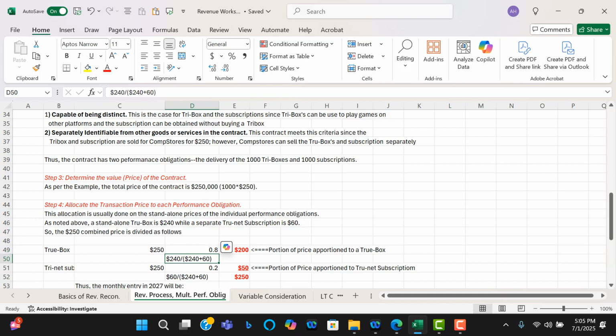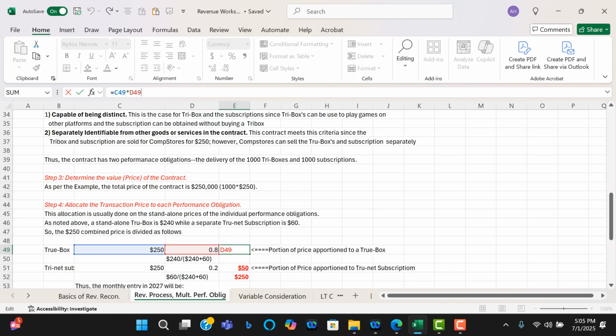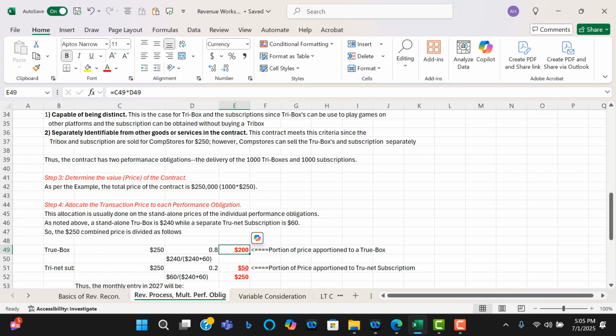And here's the calculation. It's pretty easy. The boxes separately sell for $240. That's on top. On the bottom, you've got the combined fair market values of the two, which is $240 for the boxes, plus $60 for the subscriptions. So $240 over $300 gives you 80%. So this number here, 200, is we're just going to take 250, and since the TrueBox on a relative fair market value basis is 80% of the value of both items combined, then we're going to assign 80% of 250 to the TrueBoxes.